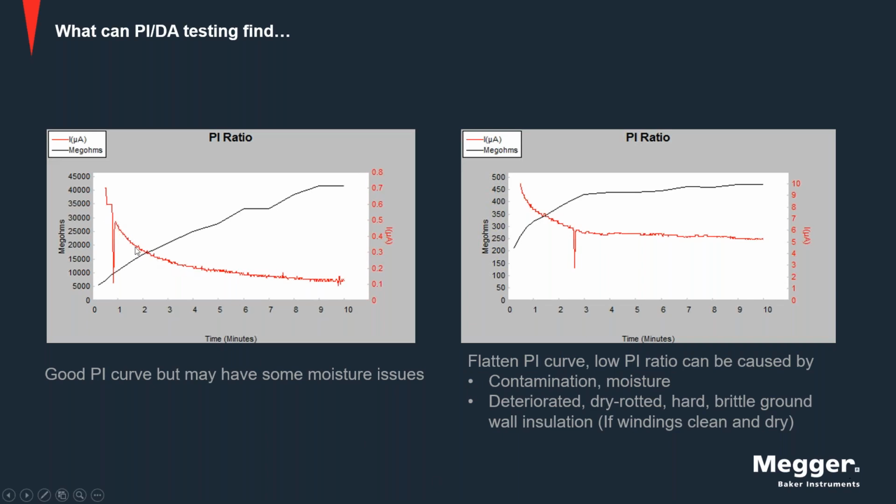Here we have a good curve as we measure the current and plot it here. We see it drop, and we see it continue to drop all the way through that test. We do have a bit of oscillation here, which may indicate moisture, but the curve itself looks good. The one on the right, for one, we're at a higher current, and it flattens out here. That flattening is an indication of contamination and moisture. If the motor was clean and dry, then it would be an indication of deteriorated or dry rotted, hard, brittle ground wall insulation.